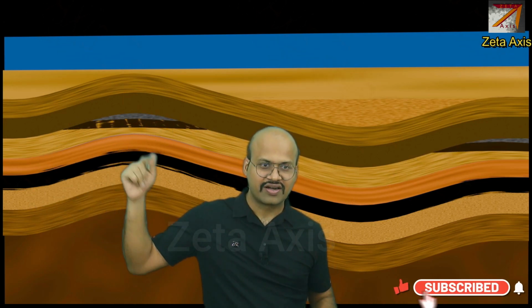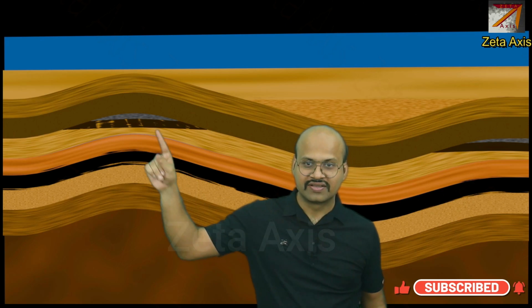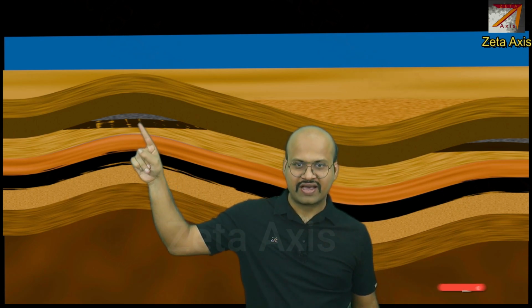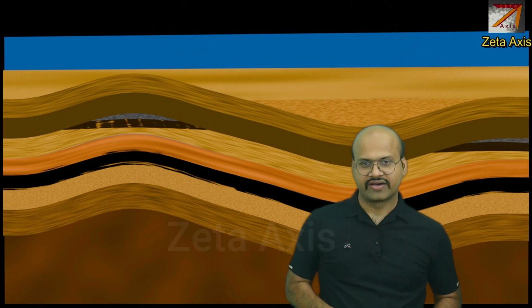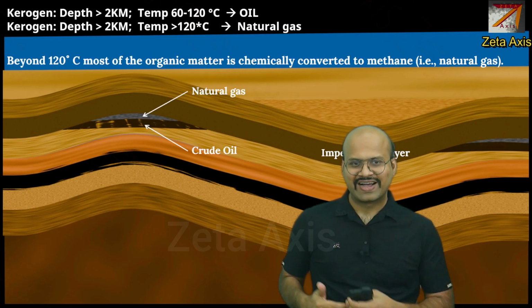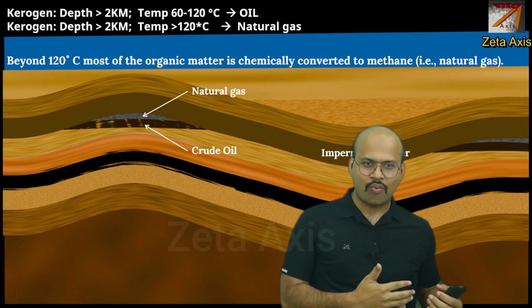We can see that they are rising up and collecting here and here to form reservoirs. This is the gas and this is oil. We see that gas is generally above the oil layer. Now how is gas formed and how is petroleum formed?